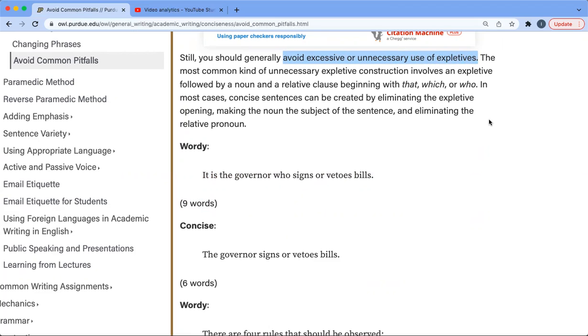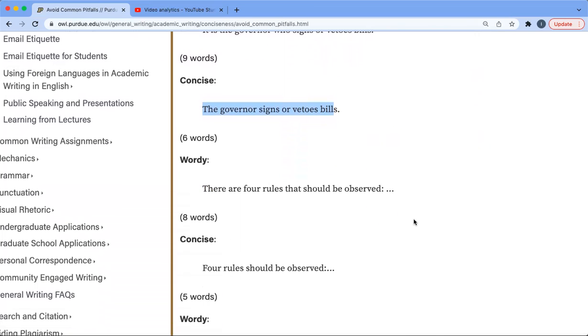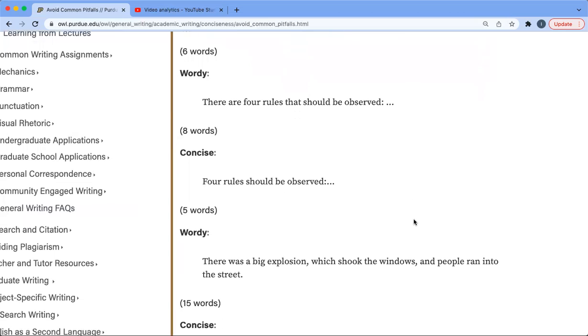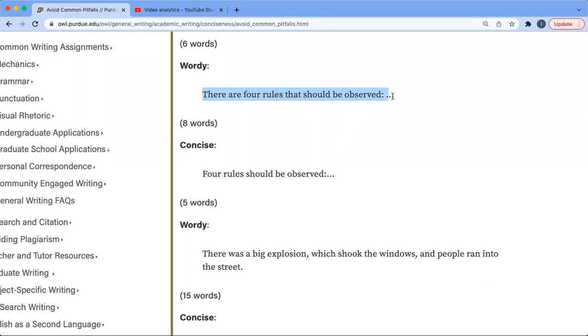So I can say avoid expletives. I can start writing it down by direct language, saying the governor signs or vetoes bills. Be direct, be concise, be precise. As I always remind my students with these 3 quotes, remember them. You can try this one in the comment box below to practice.